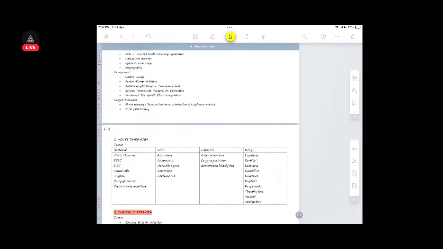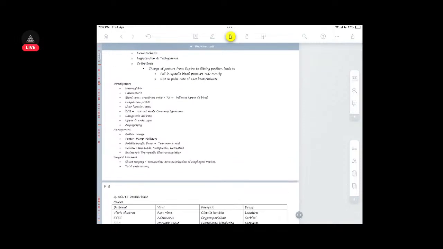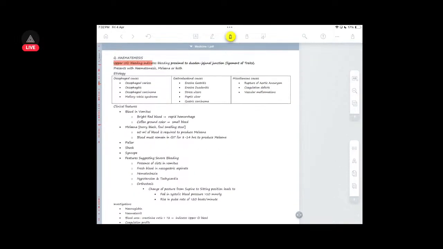Some procedures: total gastrectomy in the surgical measures. Management, you do gastric lavage, proton pump inhibitors, balloon tamponade, vasopressin, octreotide, endoscopic therapeutic electrocoagulation, antifibrinolytic drug, which is tranexamic acid if it is vascular causes. That's basically how you deal with hematemesis.